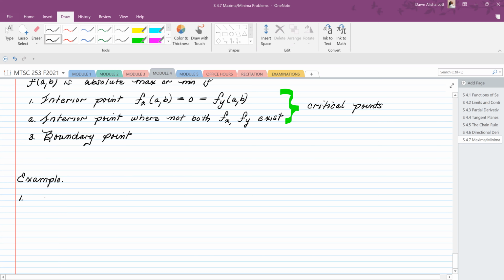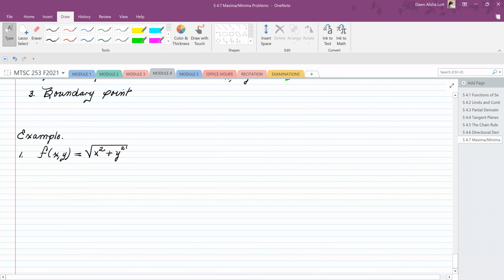All right, so this one is f of x, y is equal to the square root of x squared plus y squared. Okay, so if you recall, this is also z. So if we recall, this is a cone. All right, so it's the top half of a cone.